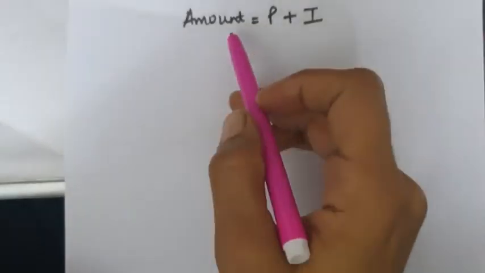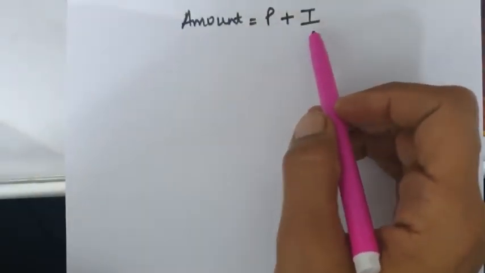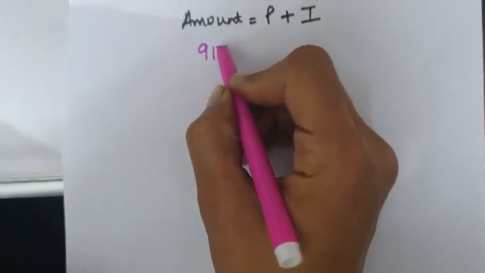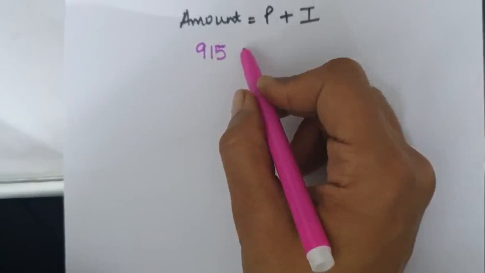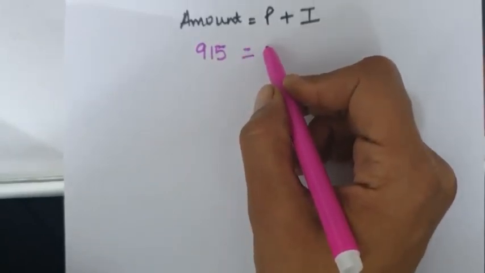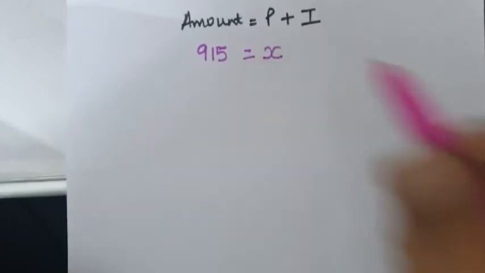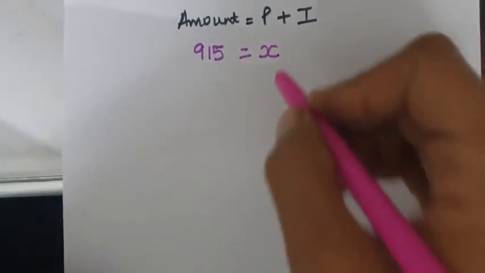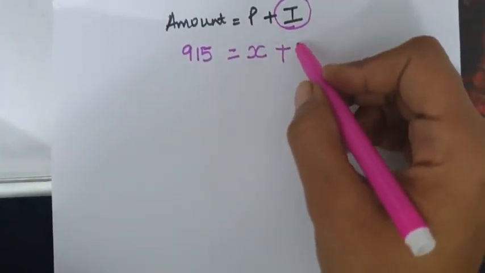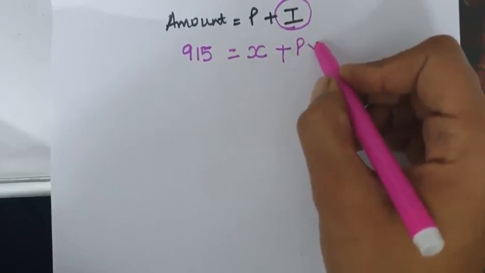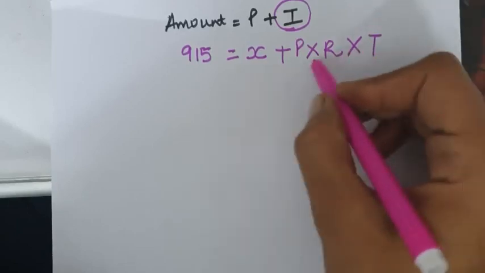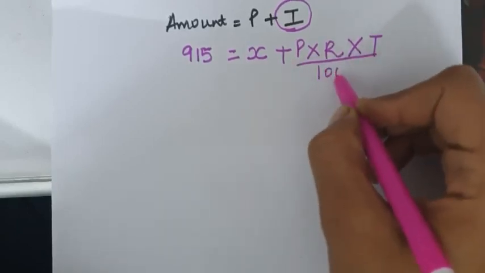Now amount is equal to principal plus interest. Amount is 915 rupees. So put its value. Principal, we don't know, we have to find it. So let us suppose it is equal to X. And what is the formula for interest? In the last question we have done, that is principal multiply rate of interest multiply time upon 100.